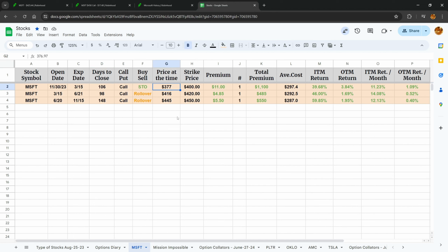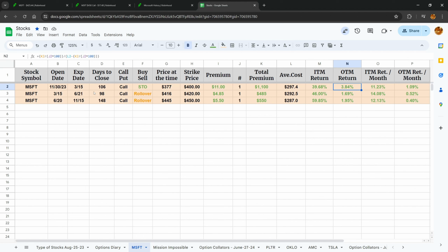The price at the time was $377. I remember because I had 75 shares of Microsoft. In order to sell a covered call, you need 100 shares. So I went and I bought 25 shares at $377 and sold the covered call for $400. I collected a premium of $11 per share or $1,100 per contract. My average cost is $297, meaning if it's assigned on me, it's a great return, and if it ends up expiring out of the money, it will also be great.